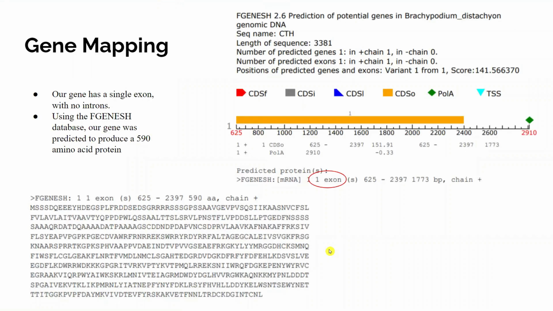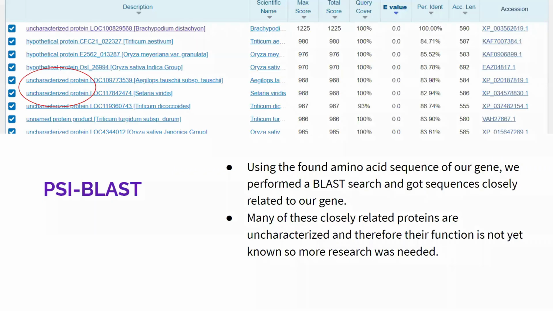We used our known Brachypodium gene and ran it through a software, which gave us a prediction of potential genes. So from there, we found that our gene has a single exon with no introns at all, and that our gene had about 590 amino acid protein sequences. And then using these sequences, we were able to run a BLAST.